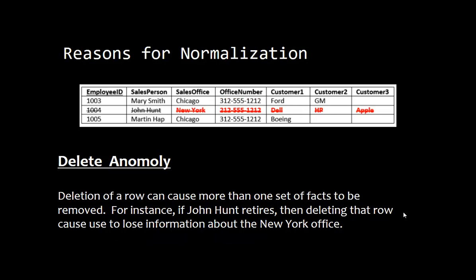We just mentioned that. If John Hunt went away, then deleting that row can cause us to lose information about the New York office. That is called a delete anomaly.